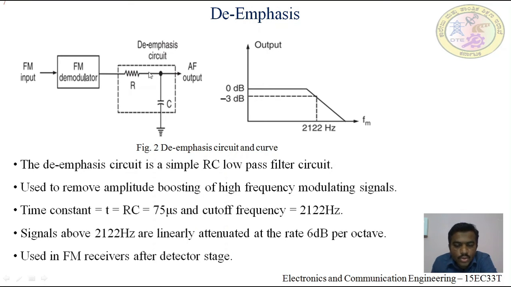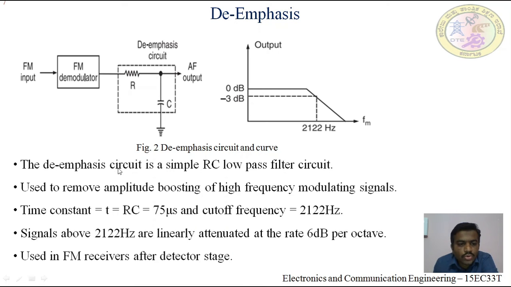As the frequency of the modulating signal increases above 2122 Hz, the attenuation provided by this low pass filter will also increase, and this attenuation is done at the rate of 6 decibel per octave. This is the same rate using which the amplification of the modulating signal was done in the pre-emphasis circuit. Hence, the de-emphasis circuit is nothing but a simple RC low-pass filter circuit.